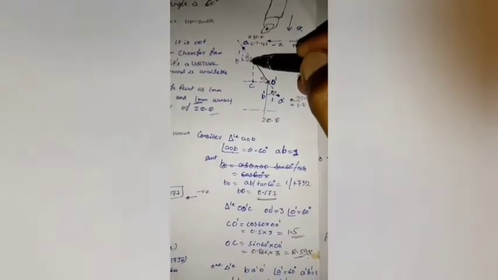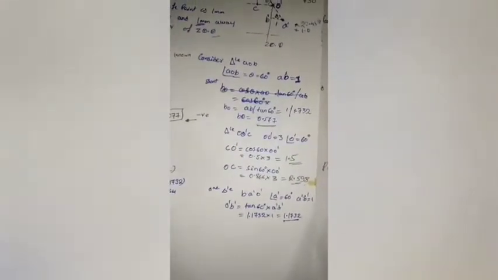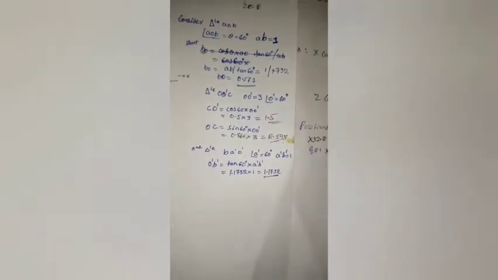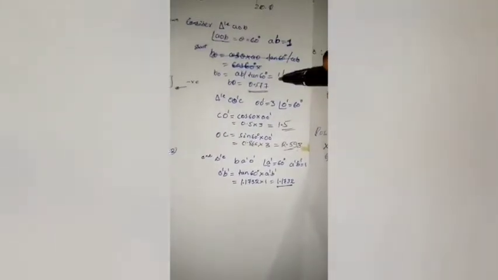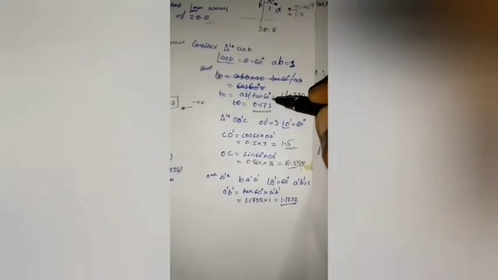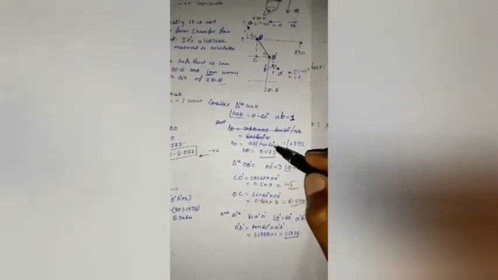This is also adjacent side. Here we know the value of AB, so I'll use tan 60. BO will be AB multiplied by tan 60, because this is adjacent side, opposite side. Opposite side by adjacent side is tan 60. I need to find out the adjacent side. So BO is equal to AB divided by tan 60.